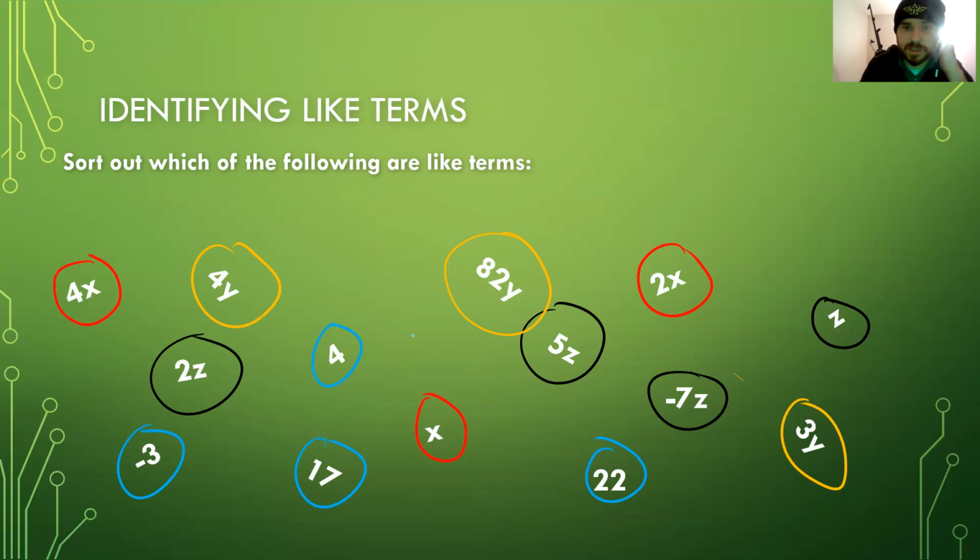So all the different colors tell us which ones are like terms and which ones are not. And you'll notice that even though the z doesn't have a number in front of it, it's still a like term with all the other z's. And even though this one is negative, it's still a like term with the other z's. So the sign doesn't matter, the number in front doesn't matter. All that matters is which letter is there and whether or not it has one.